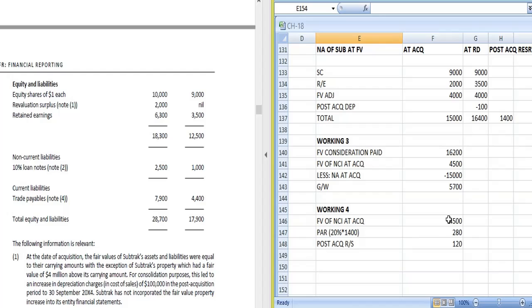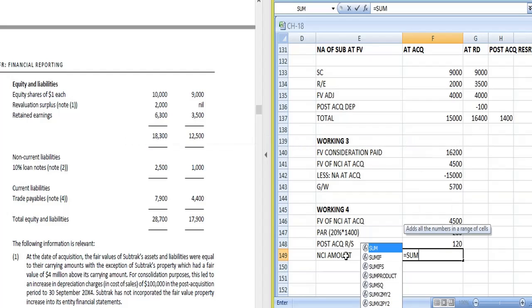in the equity section. Here we don't have a goodwill impairment. In case of a goodwill impairment, we will take the NCI percentage of goodwill impairment and subtract it from the working 4, but we don't have such a thing. So the NCI amount at reporting date is the sum.